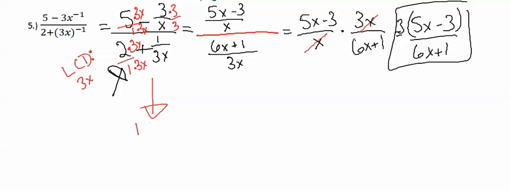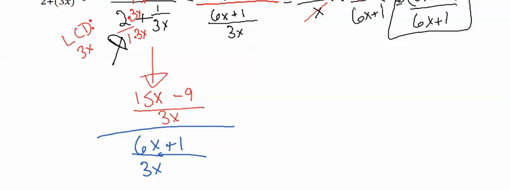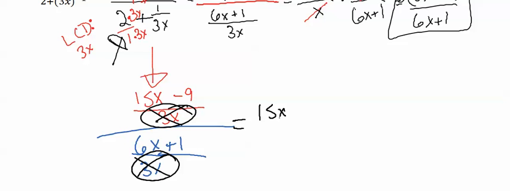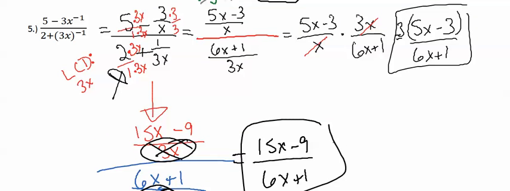What this allows is we have 15x minus 9 over 3x divided by 6x over 3x plus 1. And just like we talked about before, if your denominators are the same, you can cancel those out, and that's 15x minus 9 over 6x plus 1. While this looks a little bit different than our answer, it's really the same. We just didn't distribute 3.